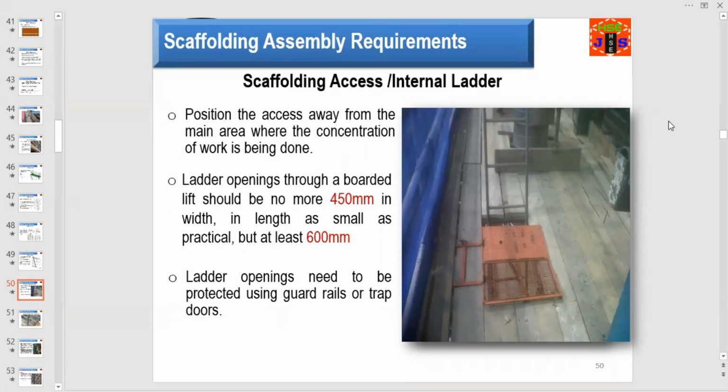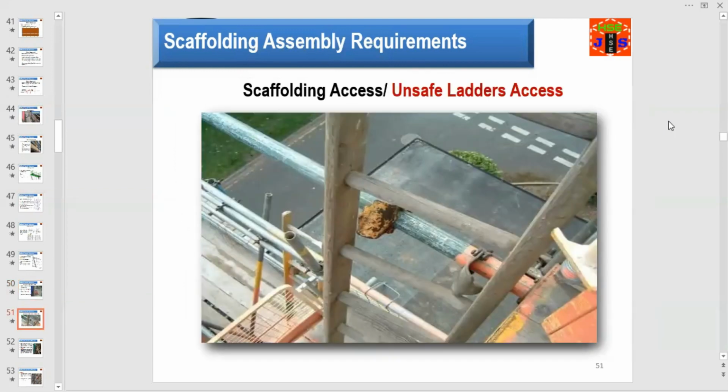You have to position the access away from the main area where the concentration of work is being done. Ladder openings to a boarded lift should be no more than 450 mm in width, in length as small as practical, but at least 600 mm. Ladder openings need to be protected using guardrails or trap doors. Have a look here. The scaffold access is not safe. It cannot be used safely to access the scaffold structure.